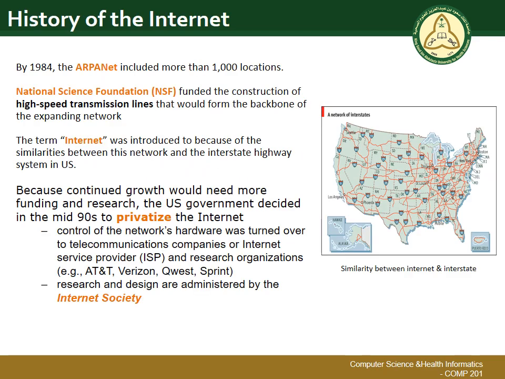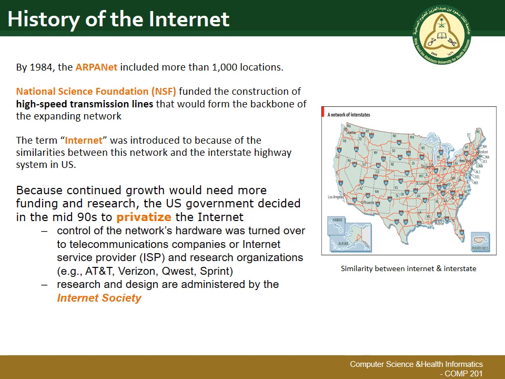We will continue to talk about the history of the internet. After around 15 years, ARPANET added the network to more than 1,000 locations. At that time, an agency called the National Science Foundation was introduced. What is this foundation? It is an independent agency of the United States government that supports fundamental research and education in all the non-medical fields of science and engineering. This agency funded the construction of high-speed transmission lines that would form the backbone of the expanding network.